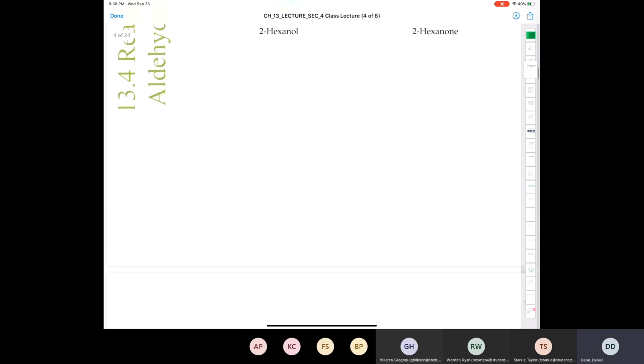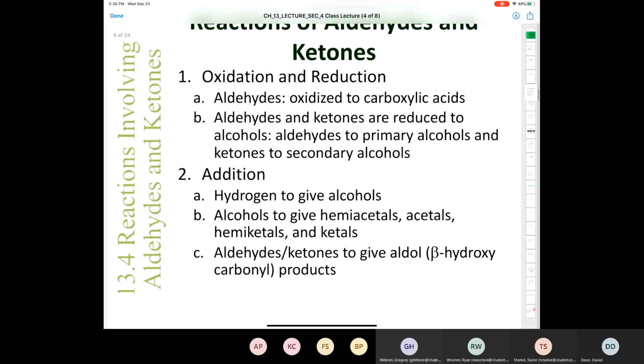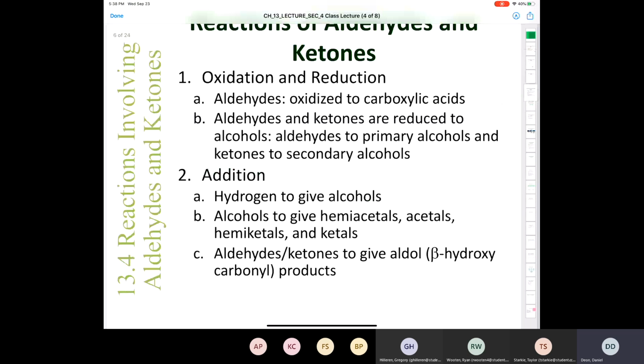All right, let's go back to that summary slide. Aldehydes oxidize to carboxylic acids. Okay, fine. Aldehydes and ketones are reduced to alcohol. So we can do the opposite, right? Not only can we oxidize primary and secondary alcohols, we can also reduce aldehydes and ketones to give us primary and secondary alcohols. We can also do addition reactions.